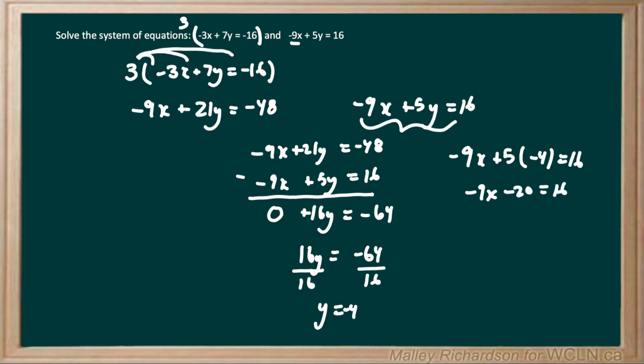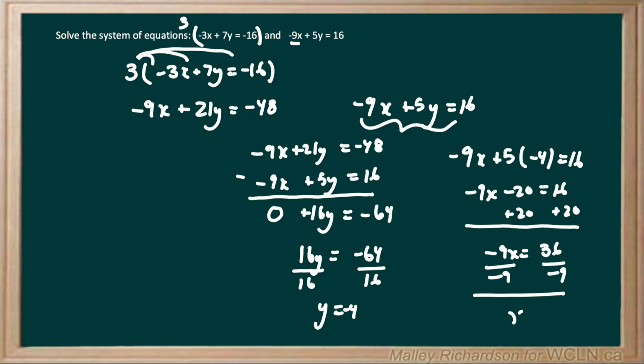So to get the x by itself, we'll add 20 to both sides. And we're left with negative 9x equals 16 plus 20, which is 36. Now to isolate for x, we'll divide both sides by 9, and we get x equals negative 4. So the solution to this equation is x equals negative 4 and y equals negative 4, which can also be written as 4 comma negative 4 all in brackets.